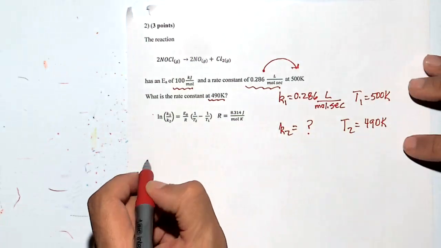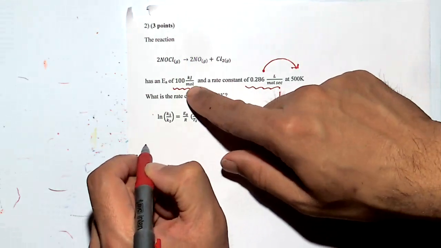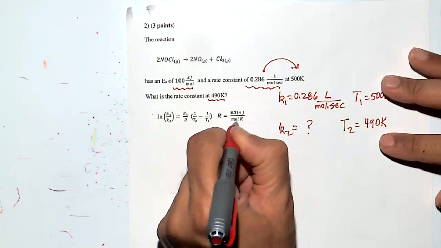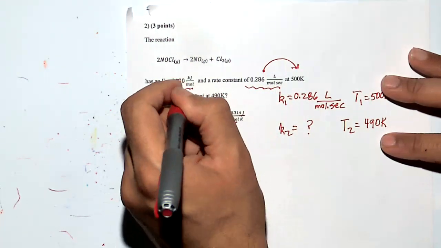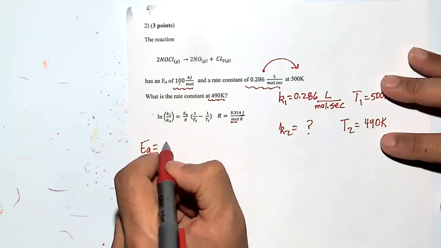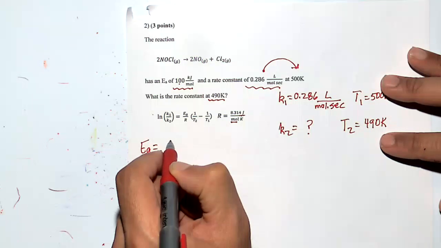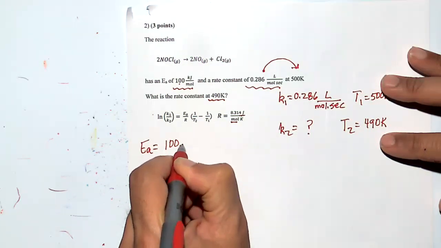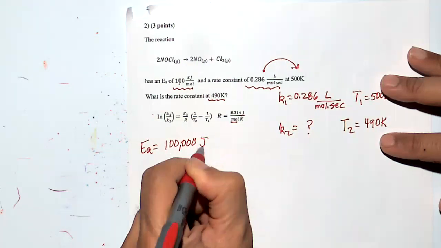So we have everything we need to plug it in. I would convert this to joules per mole because R is in joules per mole. So I would convert this activation energy, Ea, to joules per mole, and that just means multiplying it by 1,000. So 100 times 1,000 is 100,000 joules per mole.